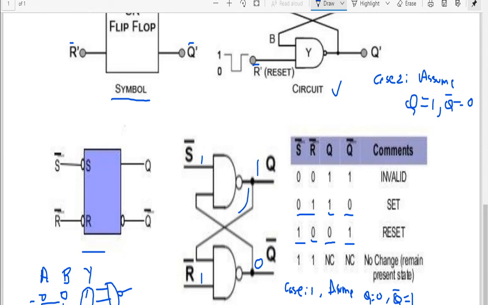So initially we have assumed that q is equal to 1, q bar is equal to 0. We'll see what will be the next state. When this one comes to the lower NAND gate along with R bar as 1 and the input that is coming from the upper NAND gate is 1. So 1 1, it is going to be 0. So here you can see that again the next state is the same as that of the previous state what we had assumed.